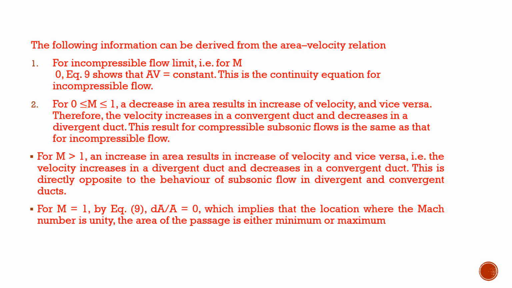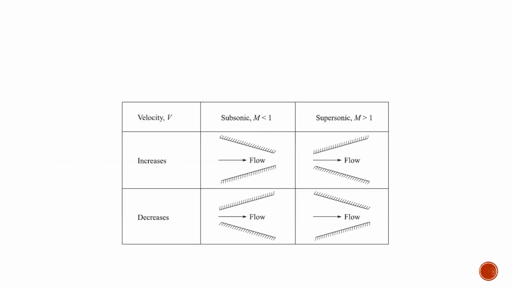And for M equal to 1, dA is equal to 0. It implies that there will be a location where the Mach number becomes unity and the area of the passage is either minimum or maximum. Here we can see the clear significance of Mach number and area, and the area velocity relationship. We know that Mach number is directly proportional to the velocity, so we have taken the Mach number relation.